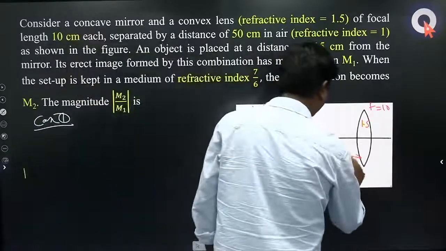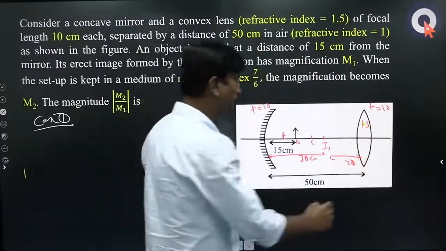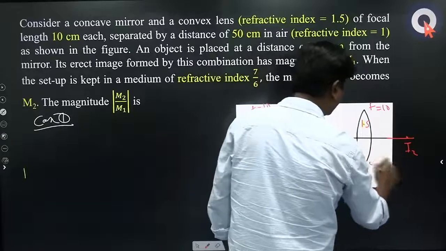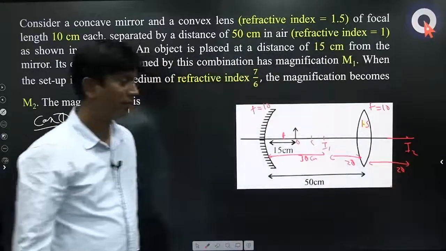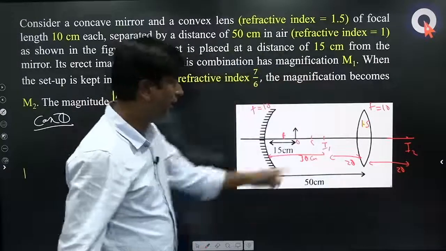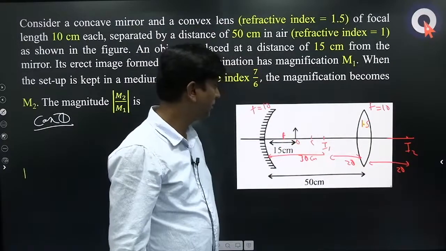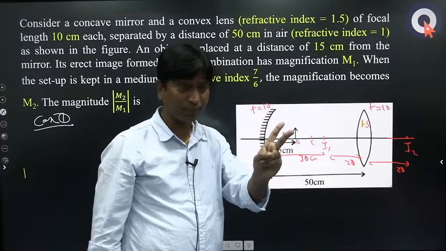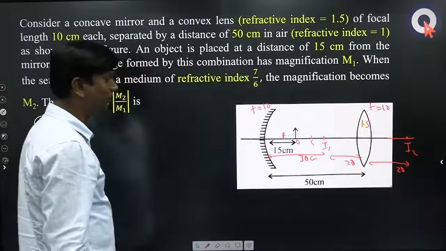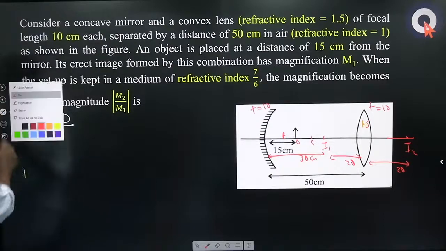Mirror formula. First image, object distance 15 from the mirror, image is here, so first image 30, and the remaining distance you will be getting as 20, and this 20 is such that 2f is 20. The final image will be definitely here, same 2f, because when the object is kept at 2f, image is also at 2f, this also will get 20, right? So for the lens the magnification is 1, and for the mirror the magnification is 30 by 15, 2. So total magnification will be only the magnification of the mirror, which is 2. So that means your M1 is 2.